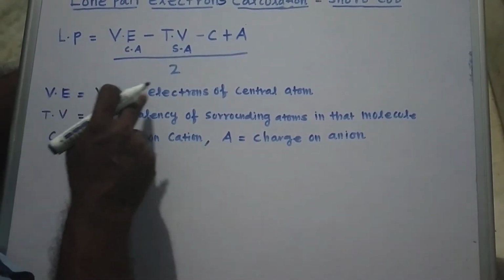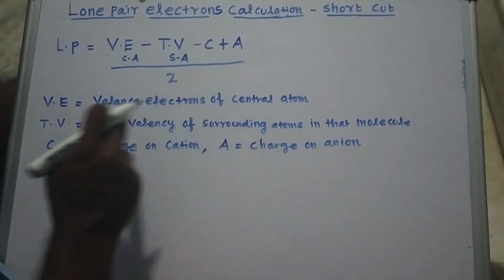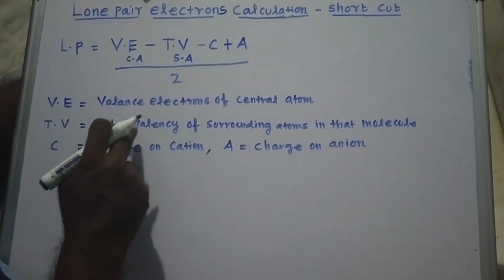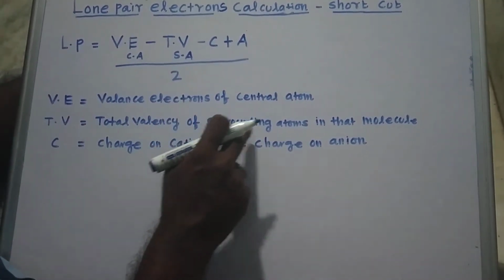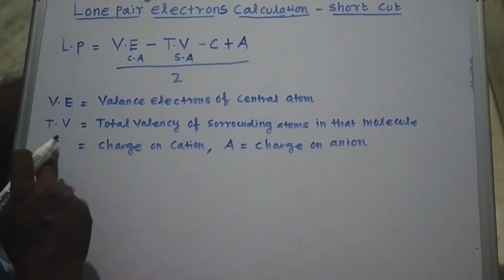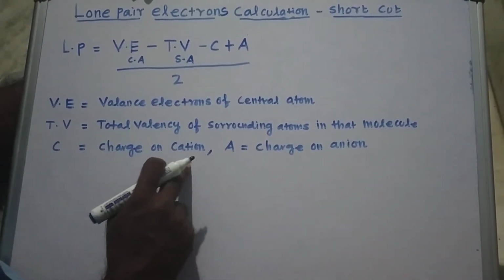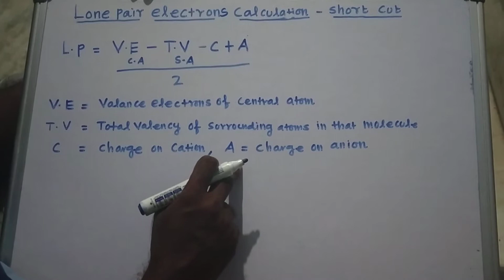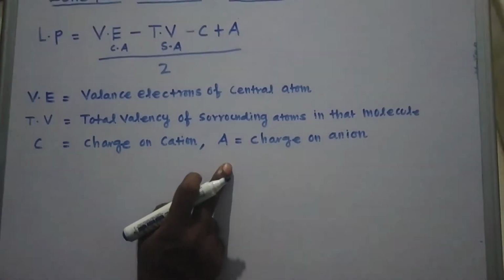VE is the valence electrons of the central atom. Then TV is the total valency of surrounding atoms in that molecule, where C is the charge of the cation and A is the charge of the anion. Okay, now let us consider a molecule.